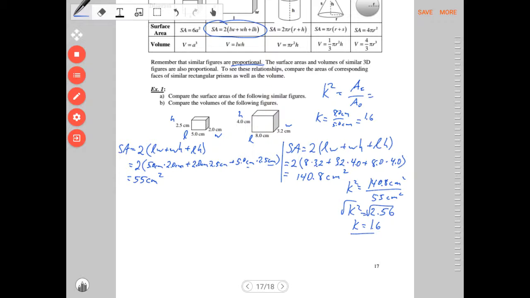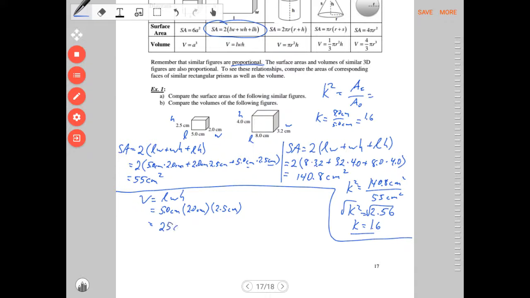Now let's compare the volumes of these figures. Volume is a much easier formula: length times width times height. In this case, 5.0 centimeters, and I'm back to the centimeters because I'm good for room, times 2.0 centimeters, you should be writing that too, times 2.5 centimeters. When you type this into your calculator, you end up with 25 centimeters cubed.